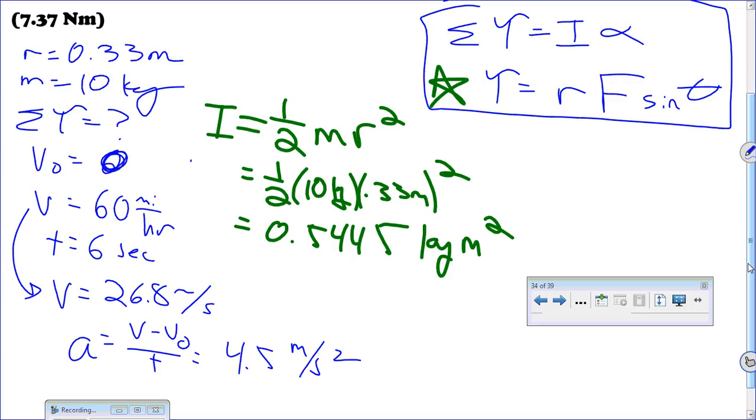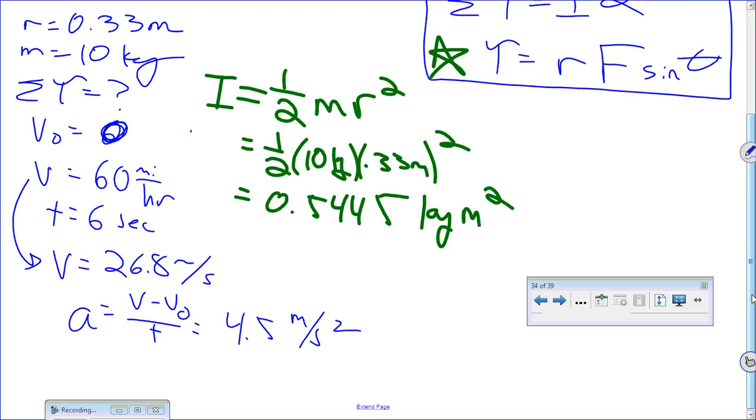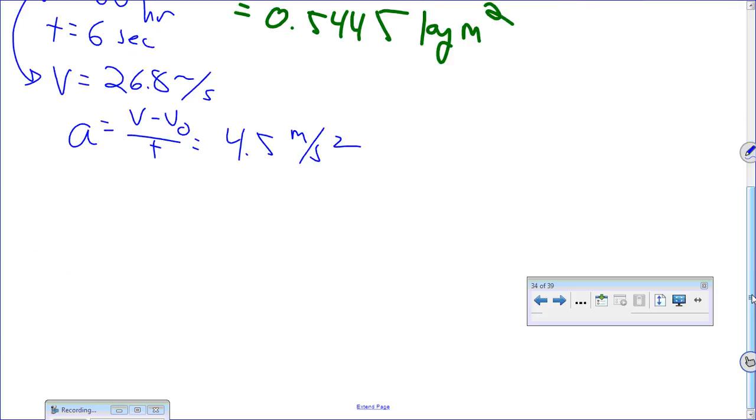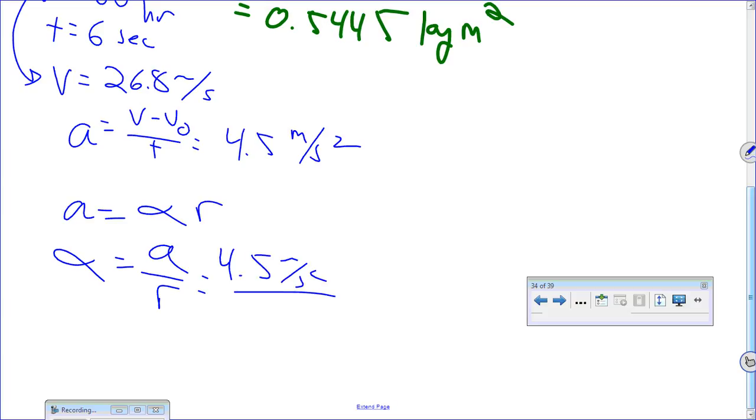All right. And then remember, you guys, this is actually the acceleration of a car, right? But that also corresponds to the linear acceleration of a point on the outside edge of the tires, right? So that means that we can use that to find our alpha by using one of the jumper equations. a equals alpha r means that alpha is a over r. So there's our acceleration, 4.5 meters per second squared. Our radius is 0.33 meters. Divide it out. It gives you like 13.5 radians per second squared.